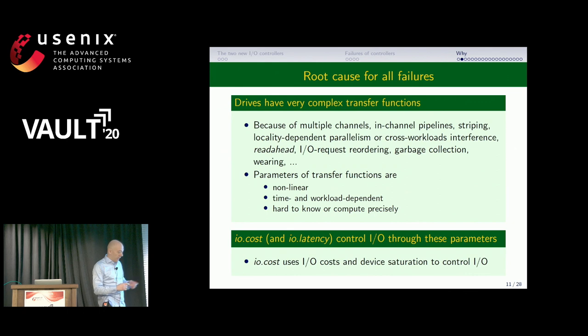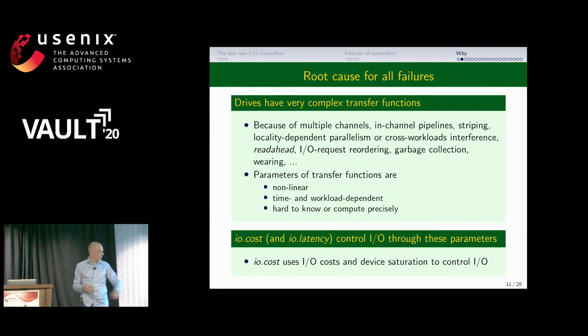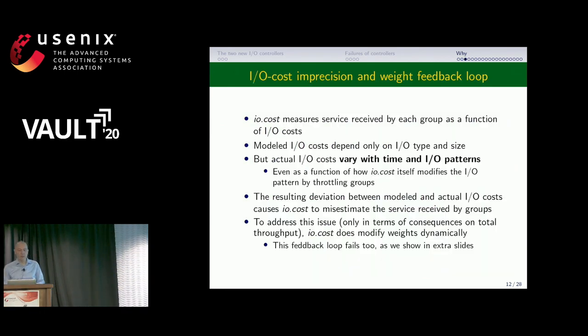All of this affects io.cost because io.cost uses some of these parameters to control IO. In particular, it uses IO costs and device saturation. So these are the two or three slides with a lot of details. So io.cost measures the service received by each group as a function of these IO costs, that are estimates of how long it takes to execute that IO.